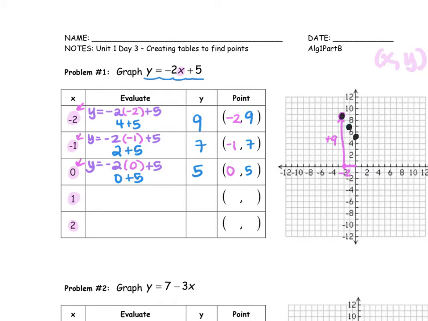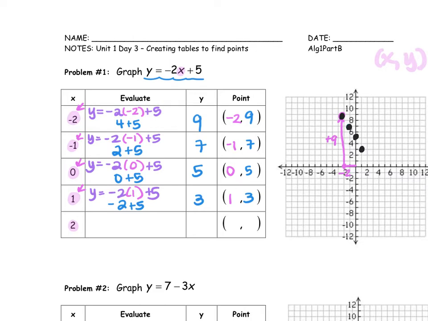I'm going to get 2 more points by plugging in 1 for x. Negative 2 times 1 is negative 2, plus 5 is 3. So the point 1, 3 is on the graph. Notice these points are all falling in a line.